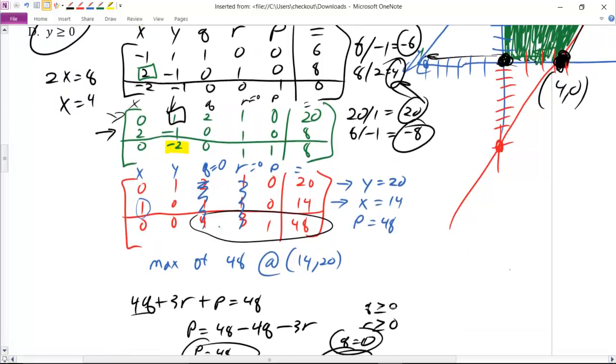So therefore, now we read our answers by letting q be 0, r be 0, to give us the largest possible p, where p is equal to 48. And then you read off your x and your y. Okay, I hope that explanation just helps you understand what's going on.